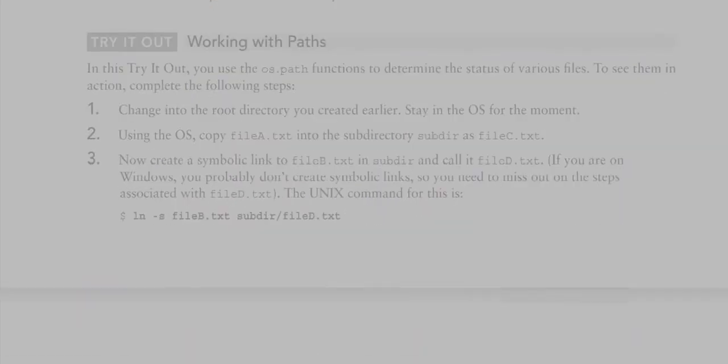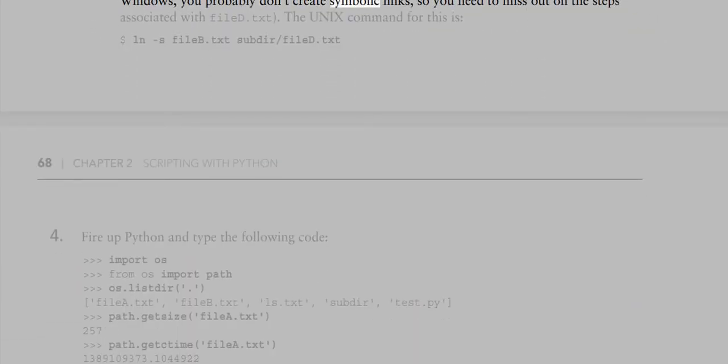2. Using the OS, copy file a.txt into the subdirectory subdir as file c.txt. 3. Now create a symbolic link to file b.txt in subdir and call it file.txt. If you are on Windows, you probably can't create symbolic links, so you need to miss out the steps associated with file.txt. The Unix command for this is $ ln -s file_b.txt subdir/file.txt.